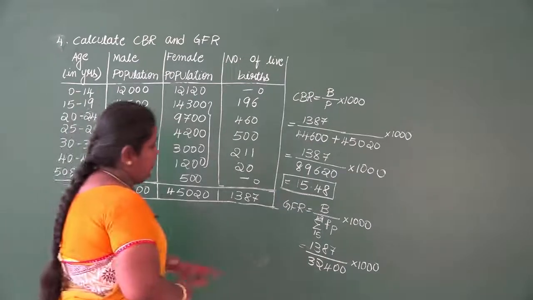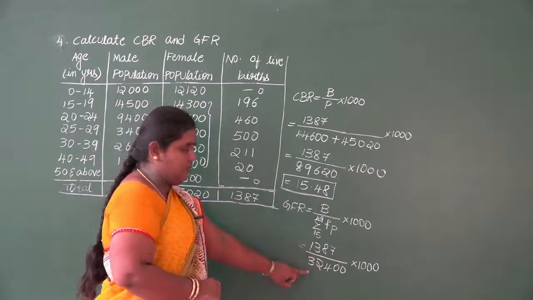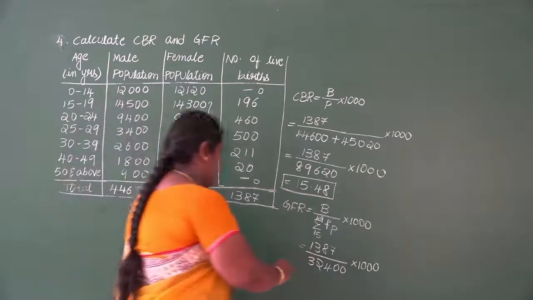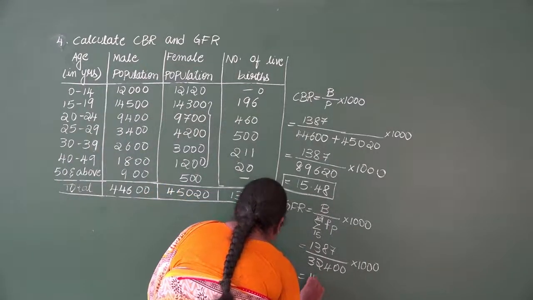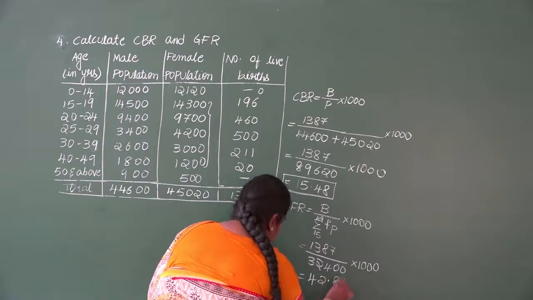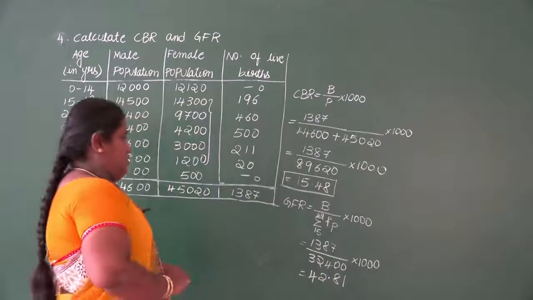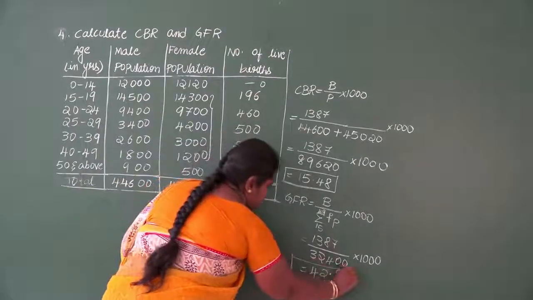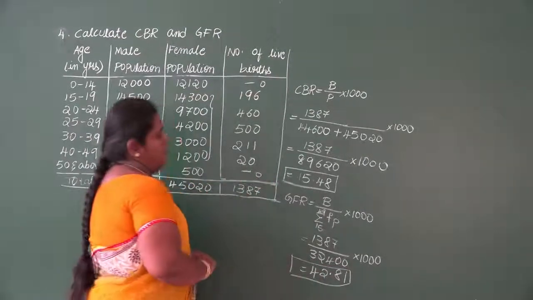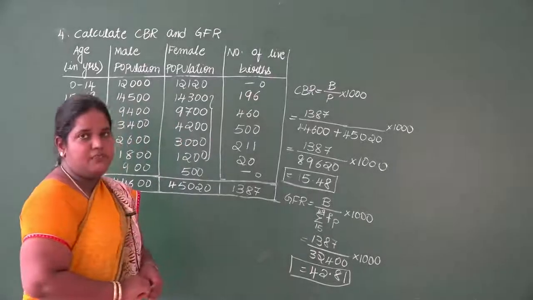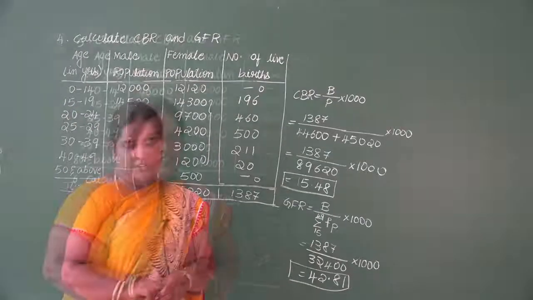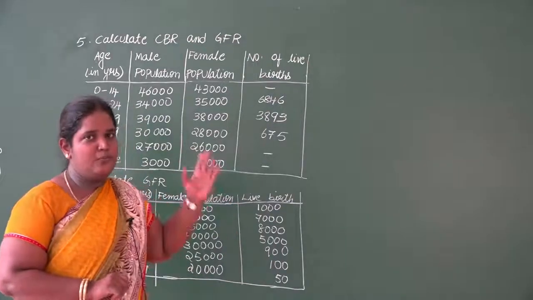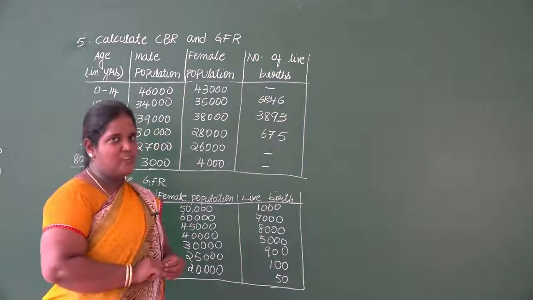Then divide now, 1,387 divided by 32,400 into 1,000. You'll get it as 42.81. So the general fertility rate is 42.81 and the crude birth rate is 15.48. Okay, now we'll start with the next one, but these problems you have to do as homework.